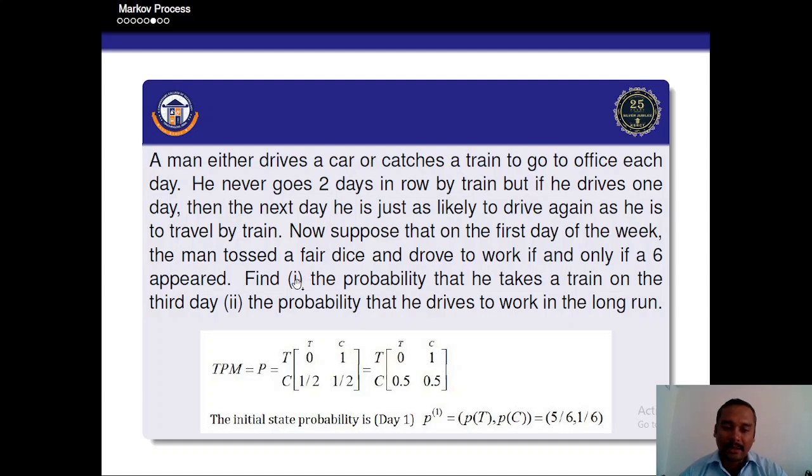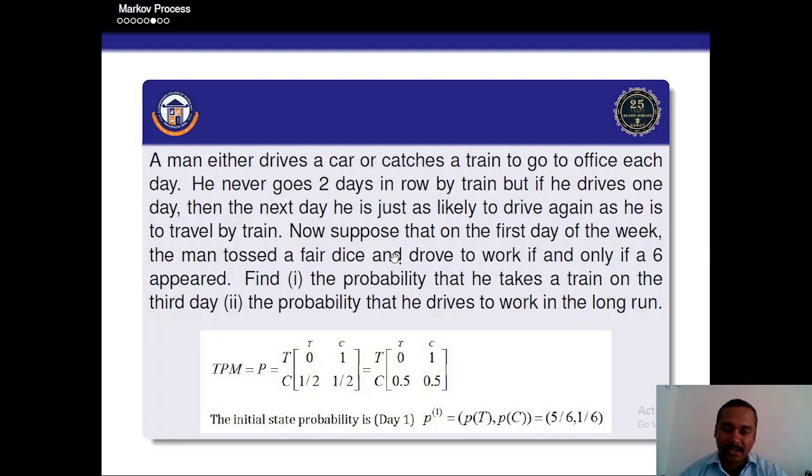Now the first question: find the probability that he takes a train on the third day, subject to the condition that on the first day of the week the man tossed a fair dice and drove to work if and only if a 6 appeared. So on the first day he throws a fair dice. If 6 appears, he will go to the office by car. If any other value, 1, 2, 3, 4, 5, appears, he chooses the train to go to the office.